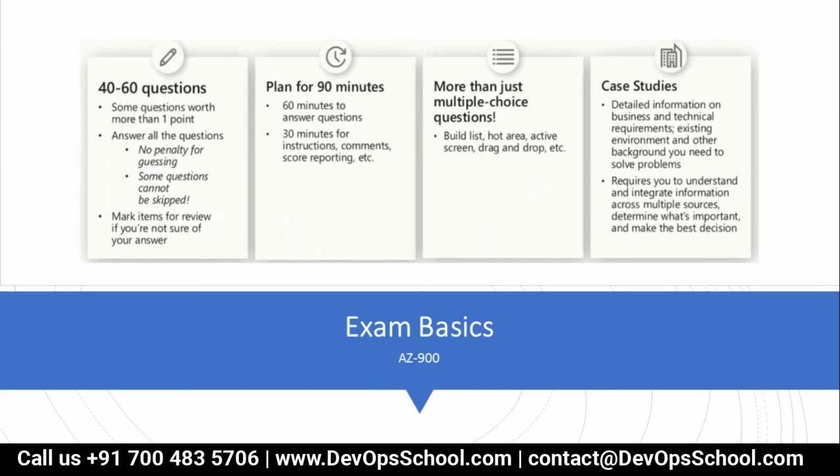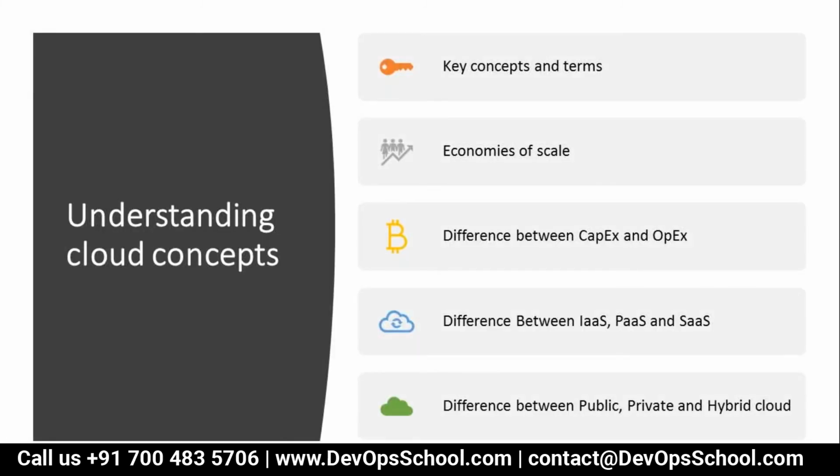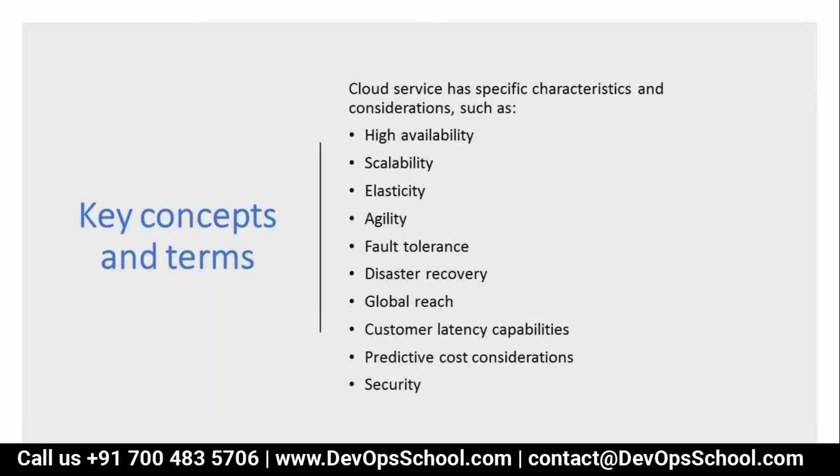Okay, great. So in the first module we are going to discuss the key concepts and terms, economies of scale, the difference between capital expenditure and operational expenditure, the difference between infrastructure as a service, platform as a service, and software as a service. And also the types of cloud, that is public, private, and hybrid. So what are the key concepts and terms? Let's discuss the characteristics of cloud.